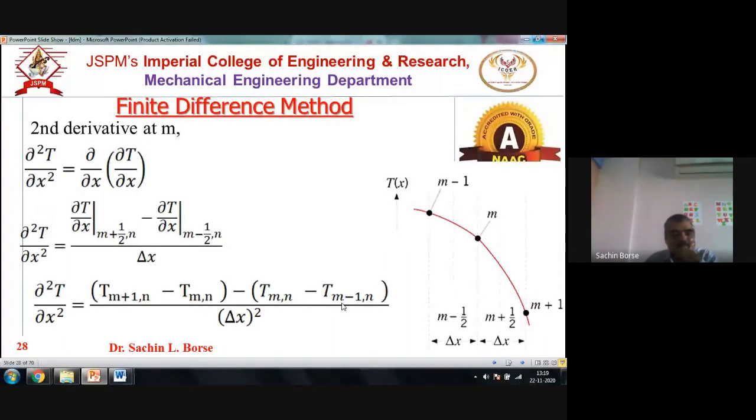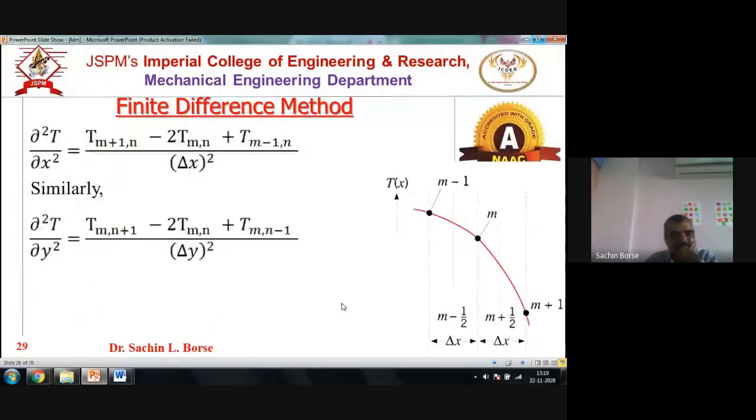We can move further now. Next slide. So we get del square T by del x square is equal to T(m+1) minus 2T(m) plus T(m-1) divided by delta x square. So this is our approximation of the second derivative, which we'll use in our equation for FDM. A similar equation we can obtain from the Taylor series. Please understand that what we have written here can also be obtained from the Taylor series. Okay, so we can move further now. Slide number 30.